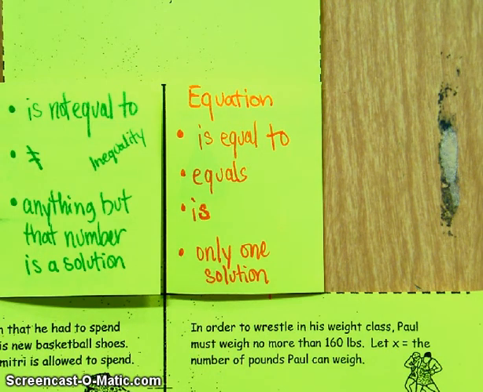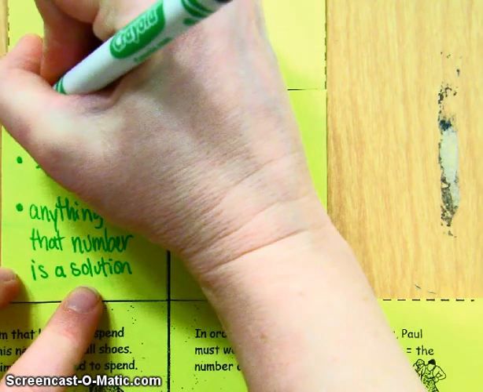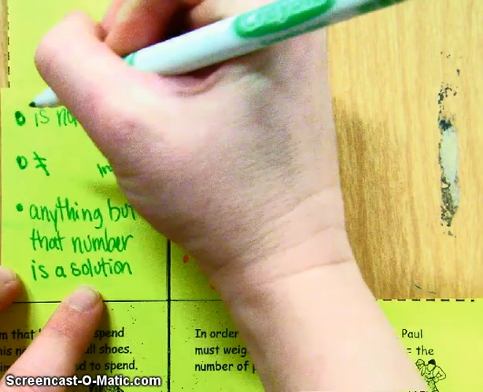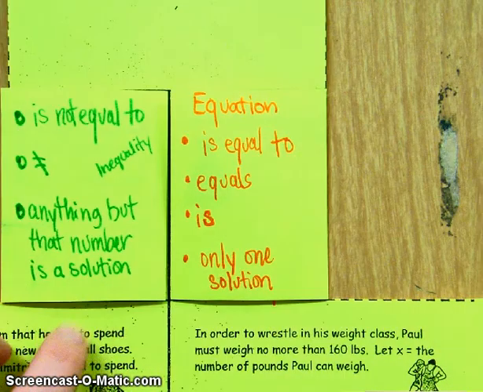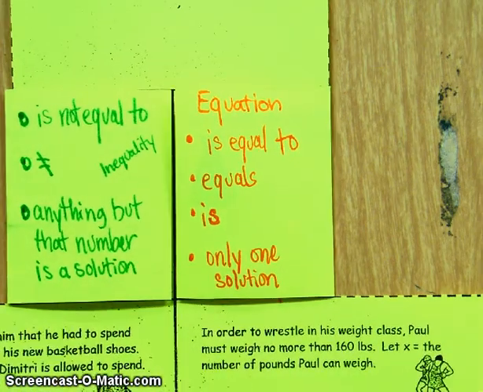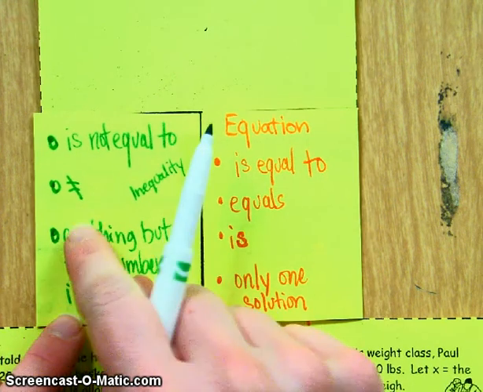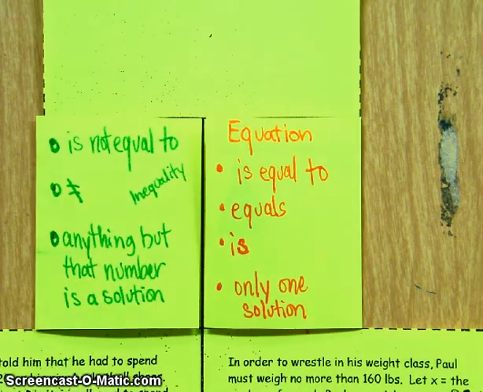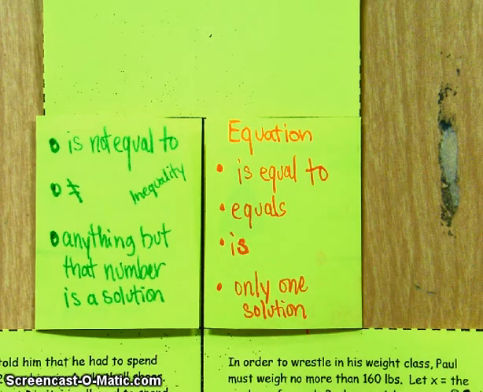I've made a mistake here. I meant to leave these as open circles here as my bullet points. The reason being for the inequality part. That'll make sense, and that'll make more sense.